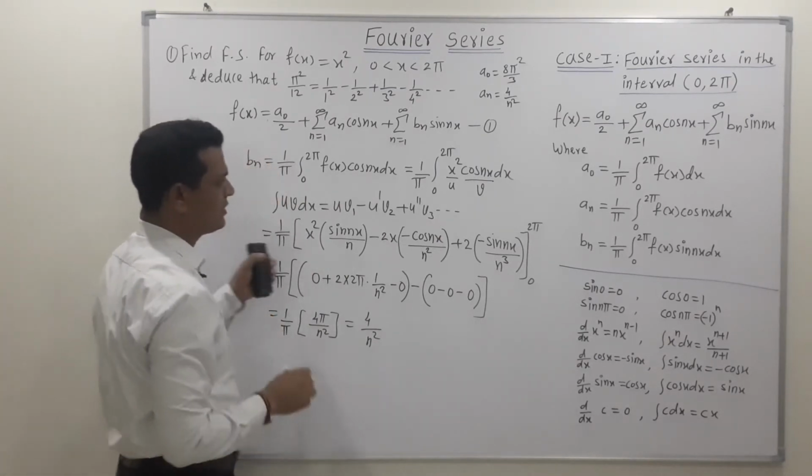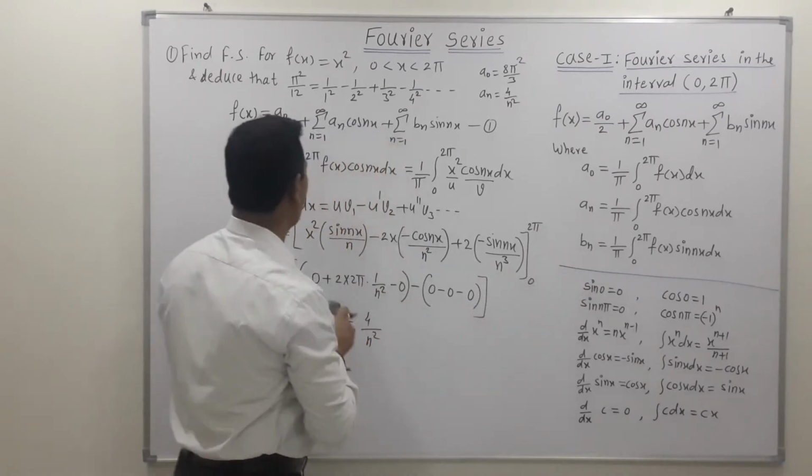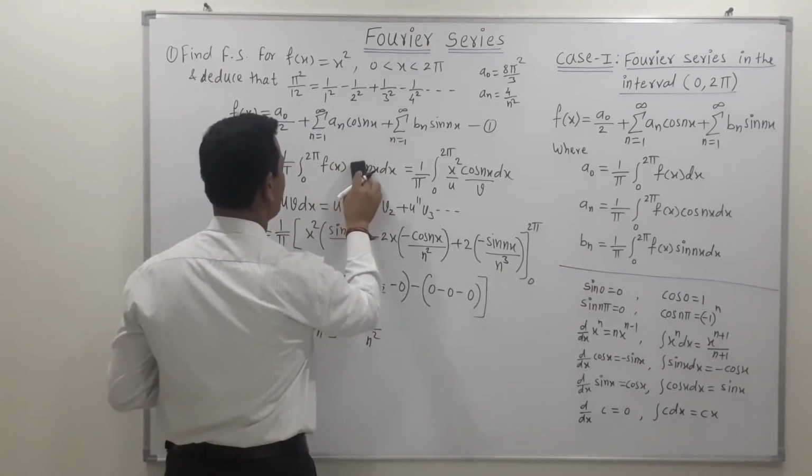So the next coefficient is bn. The formula for bn and an is always the same.